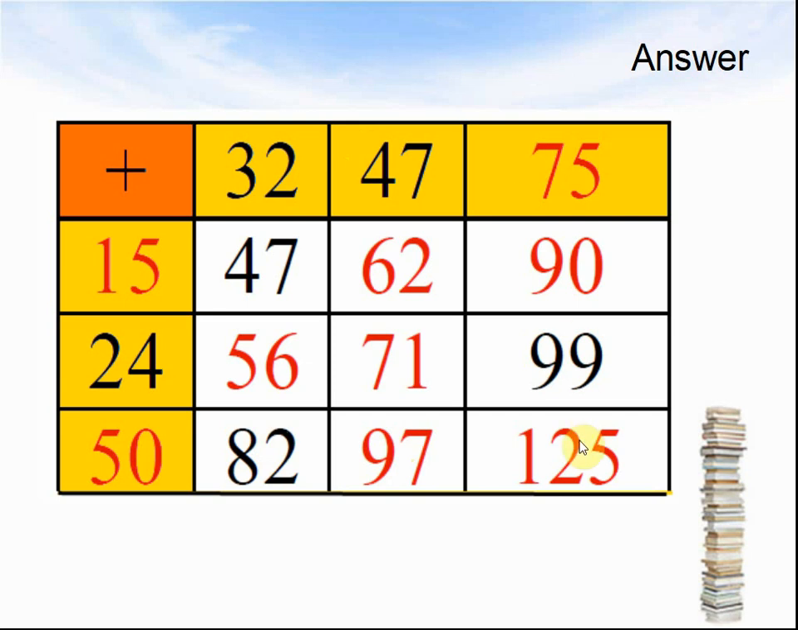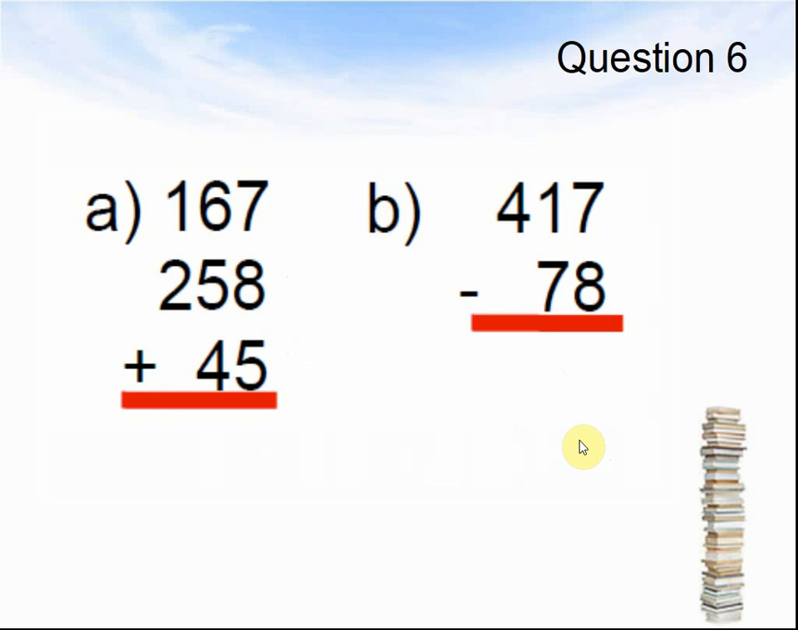Let's look at the next question. Question 6. A. 167 plus 258 plus 45 equals what? And B, 417 take away 78 equals what? Pause the video until you are ready to see the answers. Here come the answers.